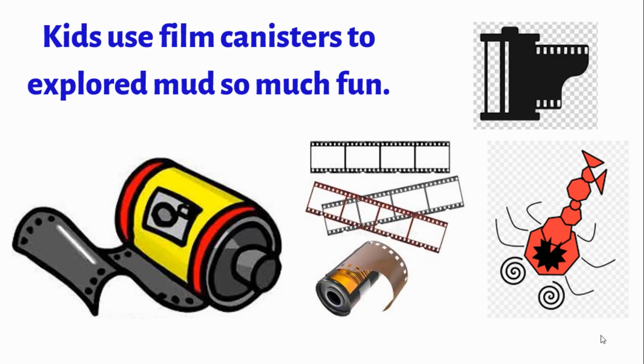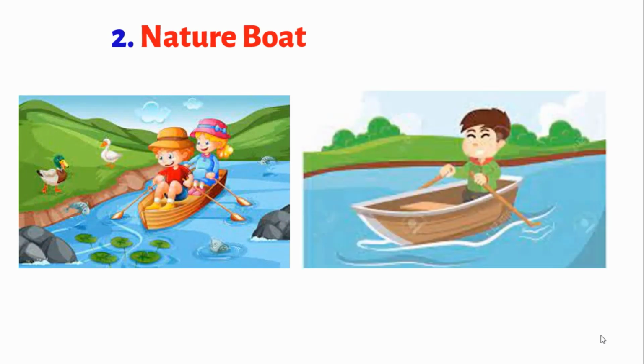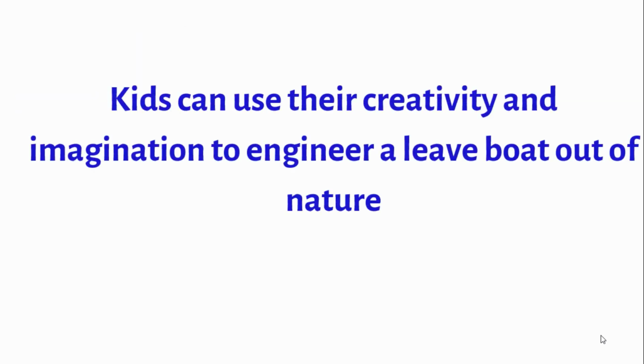Number 2. Make a nature boat and float it down the river. If you are out and about on a family walk, why not try making a nature boat and floating it down the river? Kids can use their creativity and imagination to engineer a leaf boat out of nature.